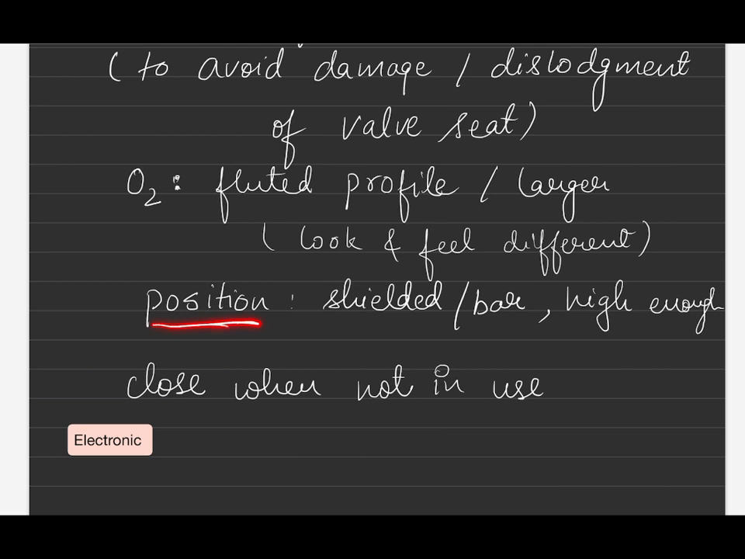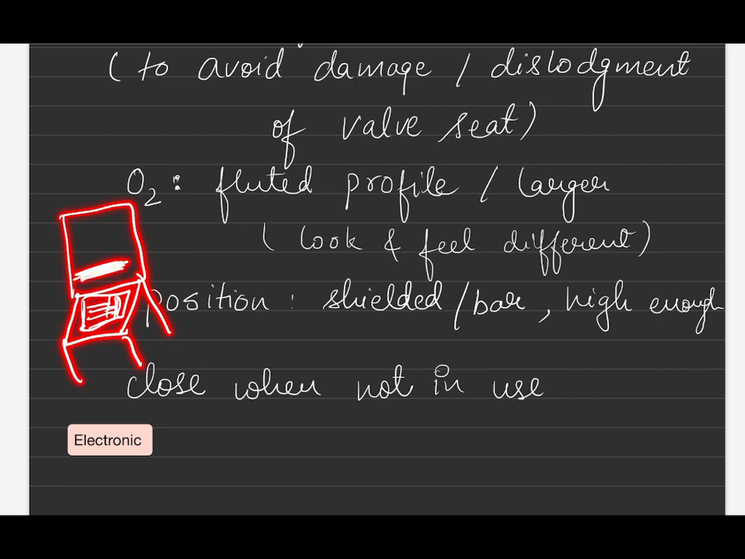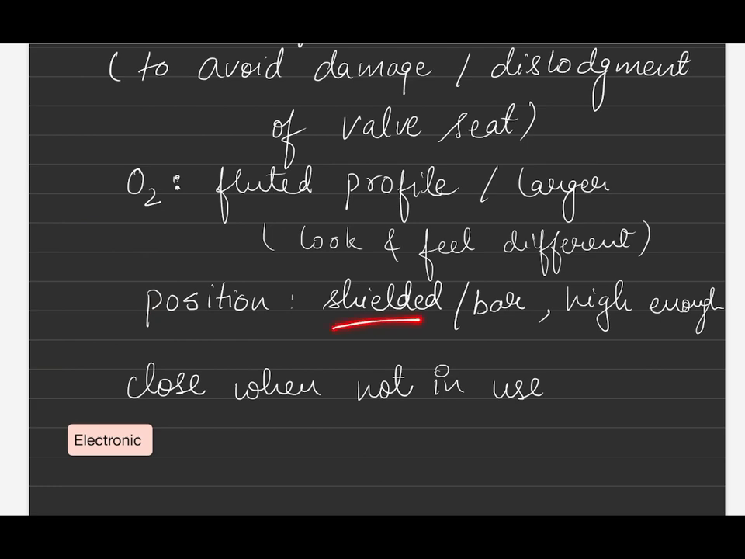And the position of the flow control knob is shielded. Suppose this is an anesthesia workstation, just a schematic diagram. The flow control knobs will be higher. If we keep our drugs here and our airways here, the knobs will be higher from this position. So they are shielded or barred, and high enough to prevent accidental opening of the flows, and we have to close them when not in use.